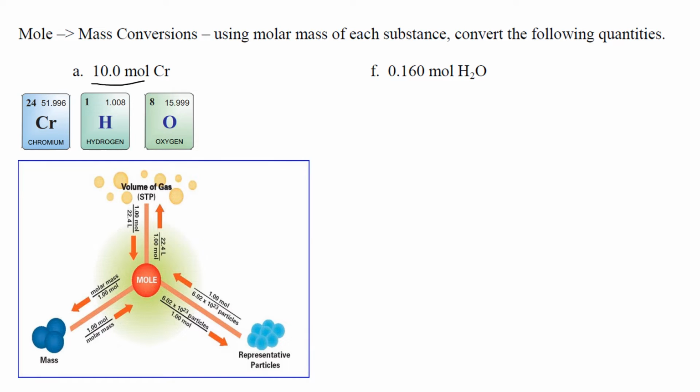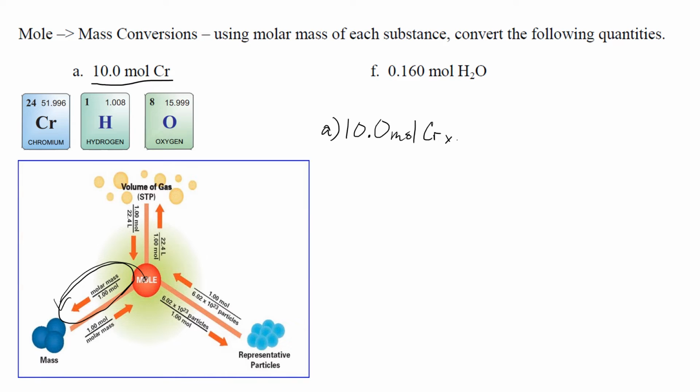We want to convert 10 moles of chromium into grams of chromium. If you check out our graphic organizer here, we're starting at chromium, right? And then we want to get over to mass, so we're going to use this little conversion factor up here. Or we could just follow the rules of dimensional analysis that we've been doing all year long. Let's start with our given, A. Our given is 10.0 moles of chromium.